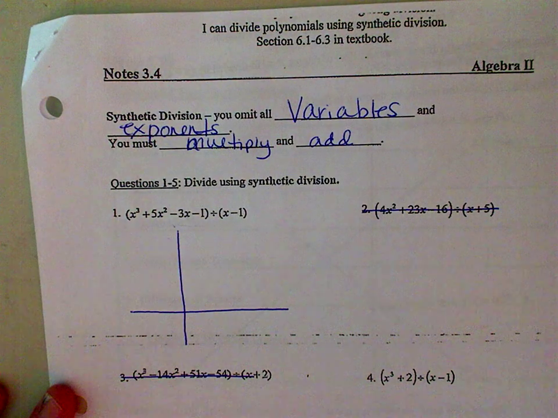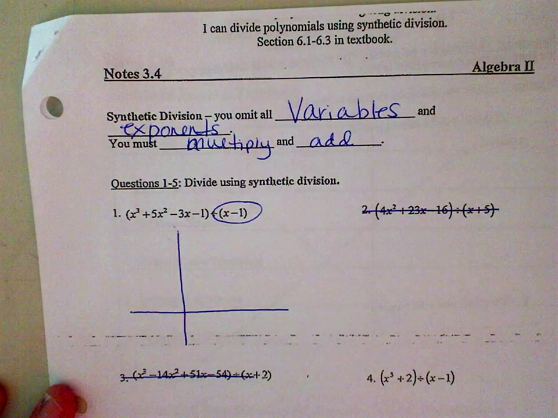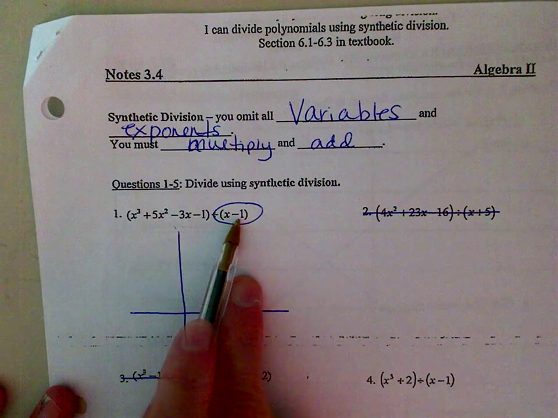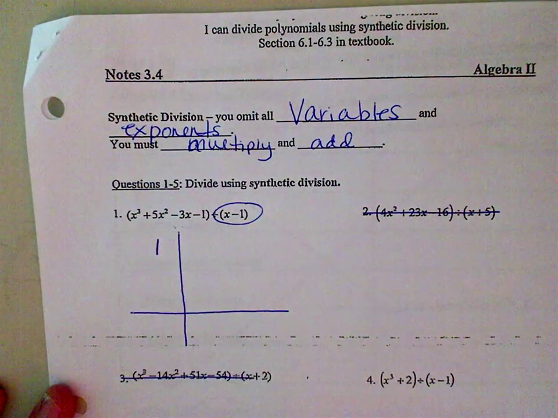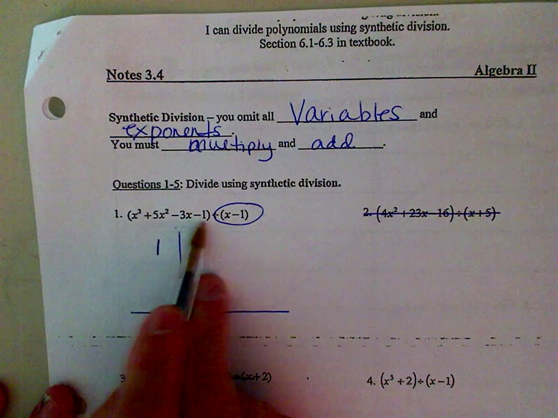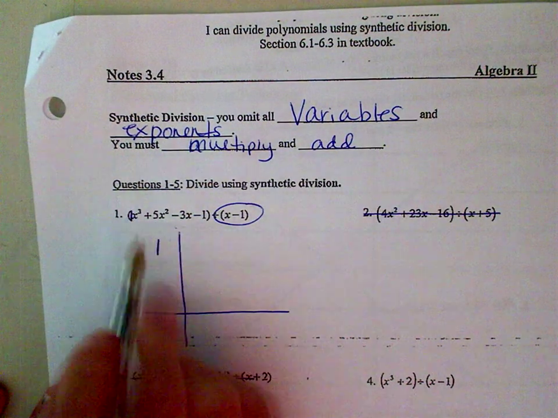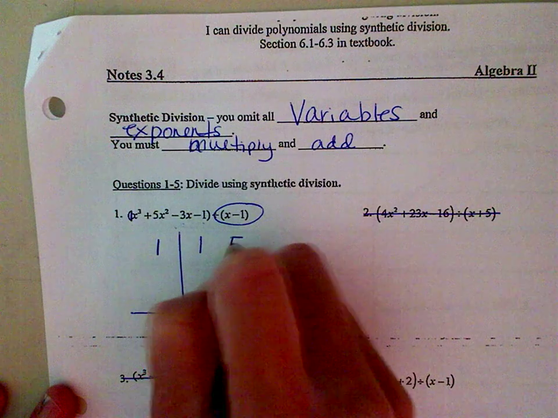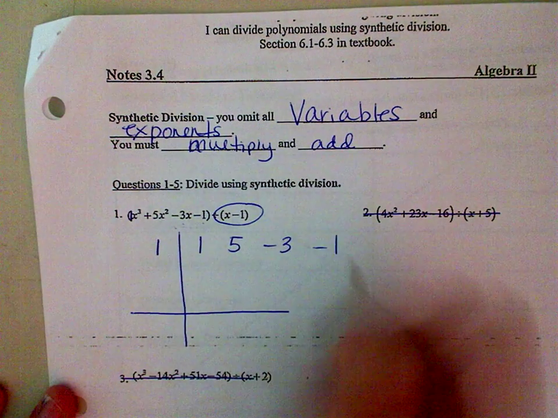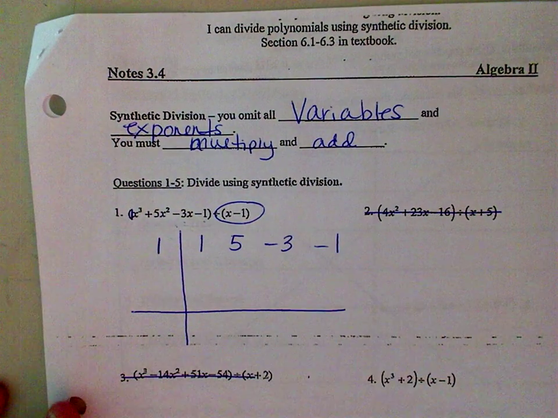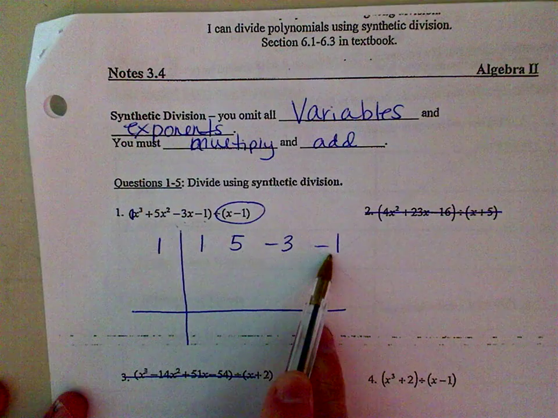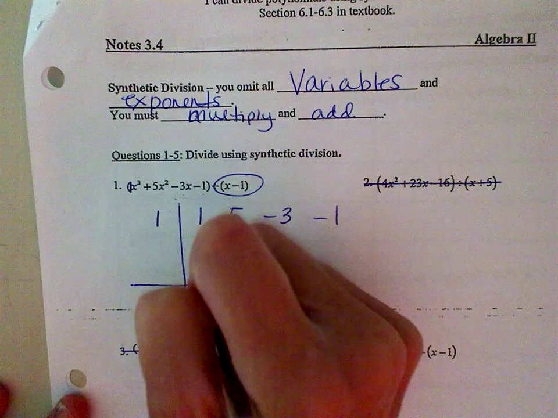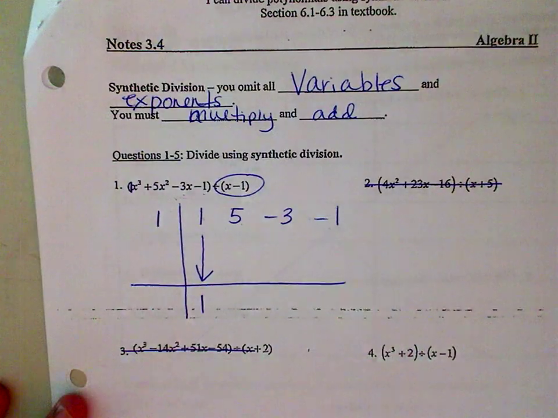Okay, the first thing you're going to do is look at the x minus 1. You're going to take the opposite of the minus 1 and put a positive 1. And then all of these, you don't do the opposite. So you're going to write down 1, 5, negative 3, and negative 1. Again, these are not the opposite, but this one is. And then after you set it up, you're going to drop down that first number, just like that.